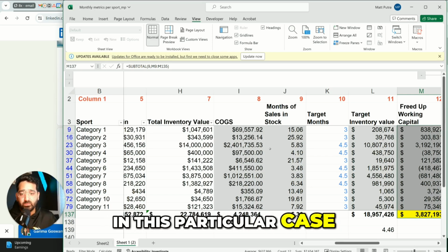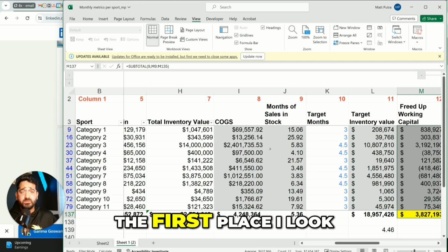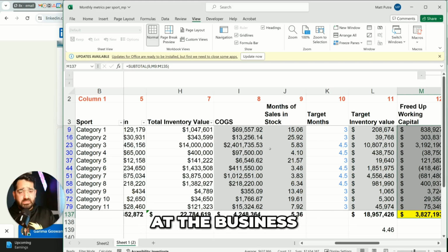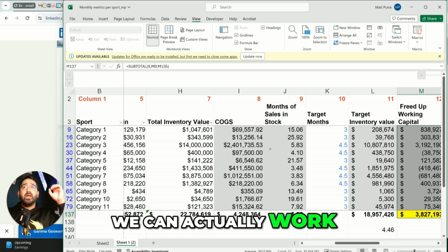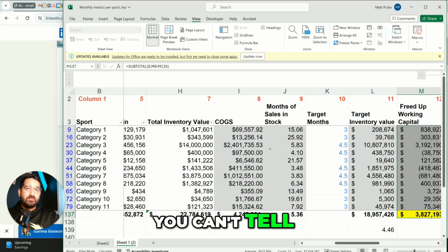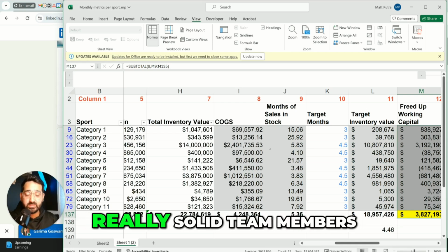But in this particular case, we're working at the category level. This is the first place I look as a CFO. Just look at the business as a whole. We did that, 5.5, 5.3. It's not great, but it's okay. Well, now we look at the categories and we see where we can actually work. At overall business size, you can't tell somebody reduce inventory unless you have really, really solid team members.